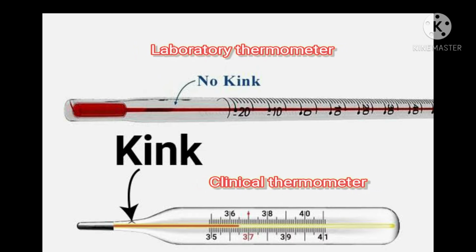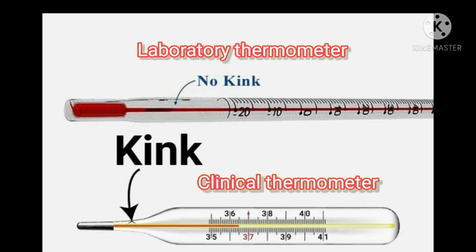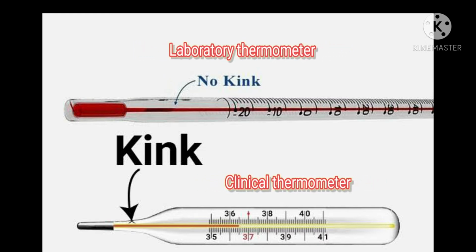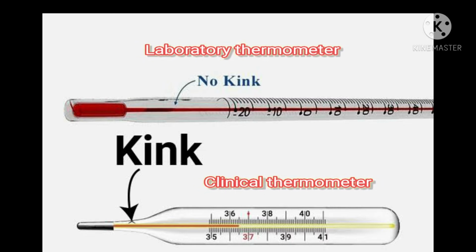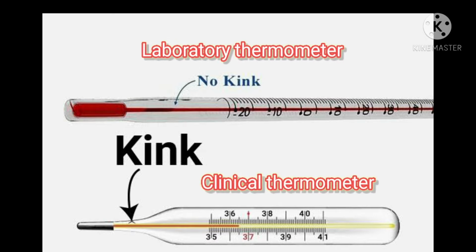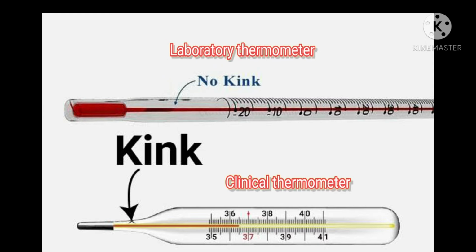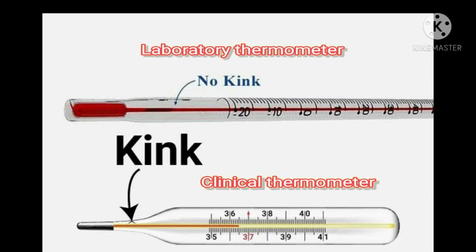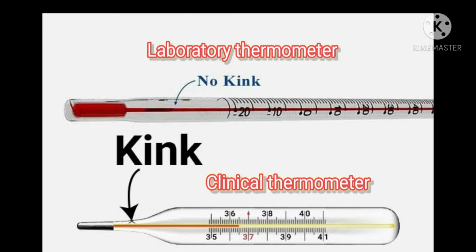Clinical thermometer. A clinical thermometer is used to measure the temperature of a human body. The clinical thermometer has a range from 35 degrees Celsius to 42 degrees Celsius. And the normal human body temperature is 37 degrees Celsius or 98.6 degrees Fahrenheit. Now your next topic is transfer of heat.